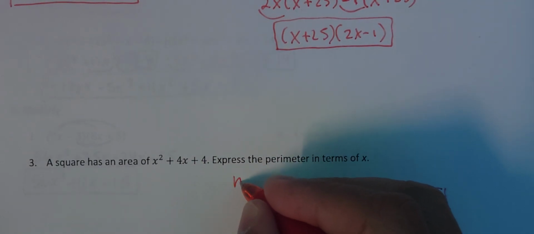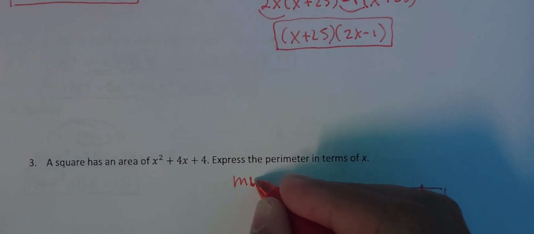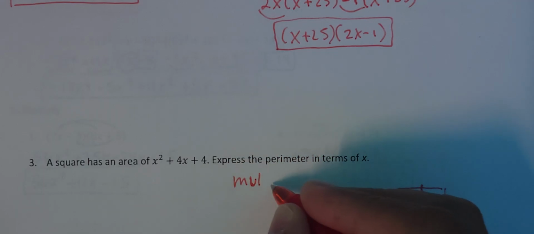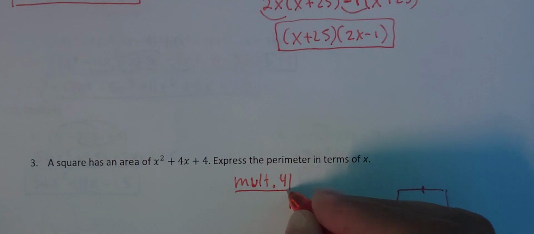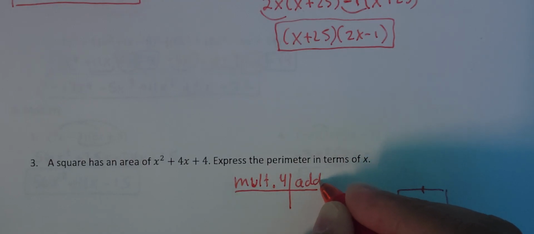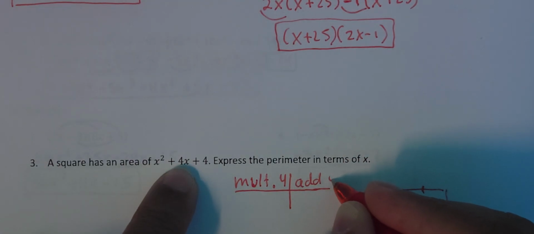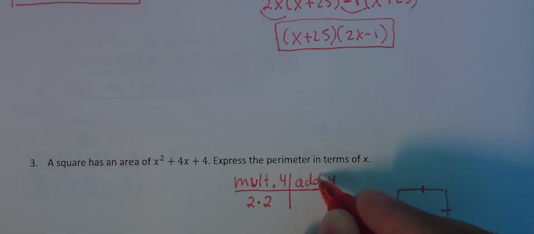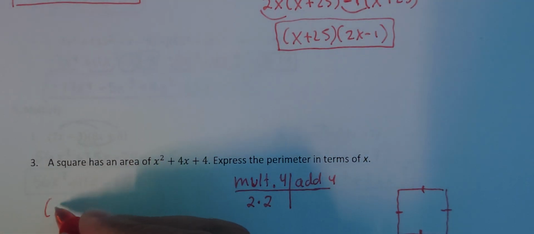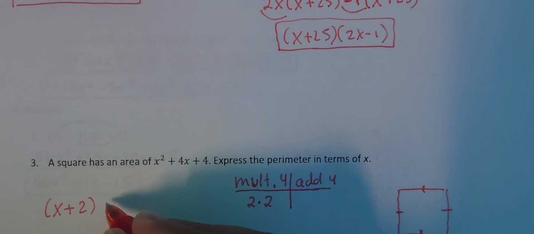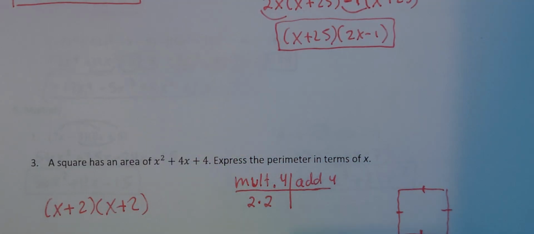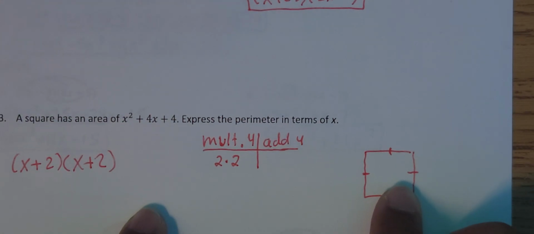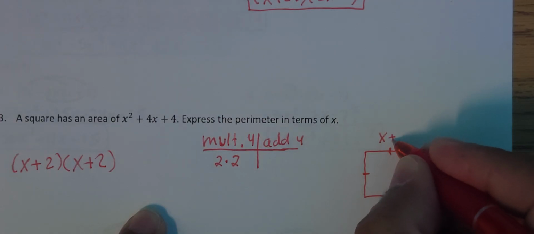So then let's find the multiples of a times c, a being 1 and c being 4. So 1 times 4 is 4. So find the multiples of 4 that when we add those multiples, they add to our b value of 4. Well, that's simple, because when you multiply 2 times 2, that gives you 4, and when you add 2 and 2, that gives you 4. Therefore, this factors like this: x plus 2 times x plus 2. Since all sides are equal on the square, each side is x plus 2.